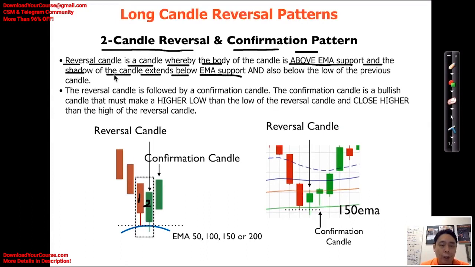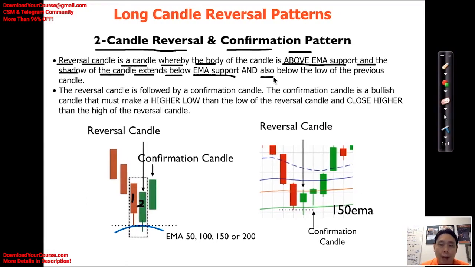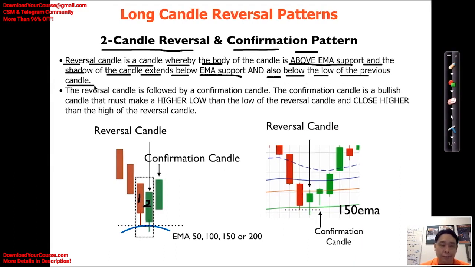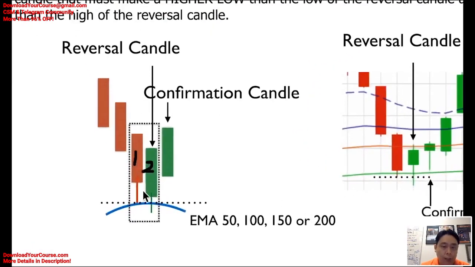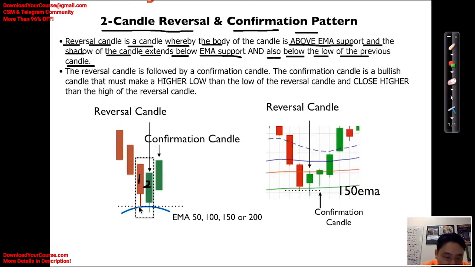Next, the lower shadow of the reversal candle must also cut below the low of the previous candle. So let me explain that. This is the previous candle, right, which is candle 1. Where's the low of candle 1? The low is over here, right?